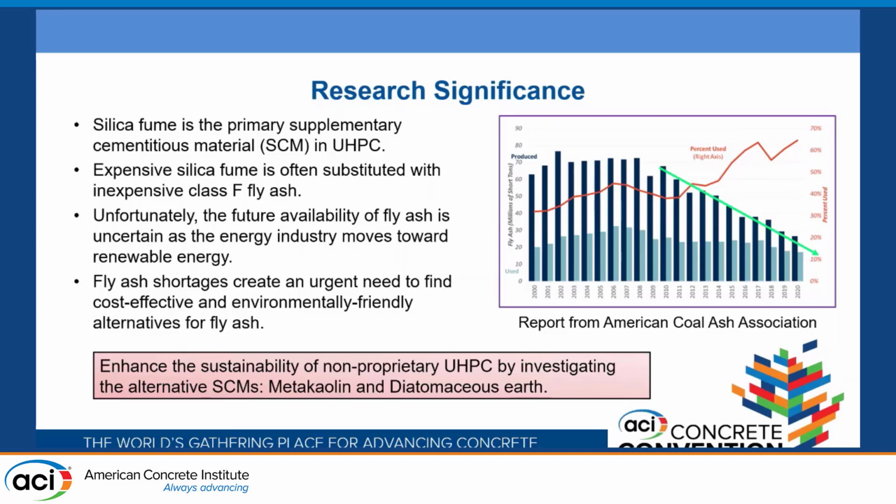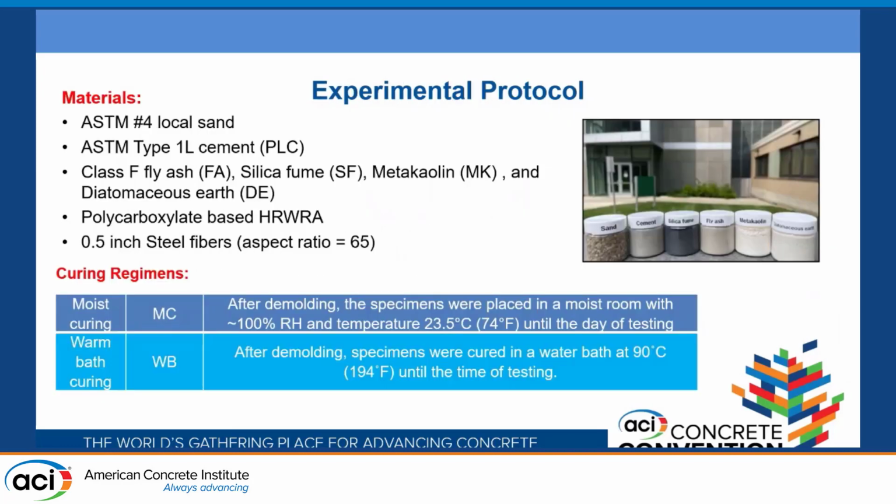Here we can see the decreasing trend in the production of fly ash from 2010 to 2020, despite its high demand. Therefore, there is an urgent need to find cost-effective and environmentally friendly alternatives for fly ash. Therefore, in my research, I chose Metakaolin and Diatomaceous Earth as sustainable fly ash alternatives.